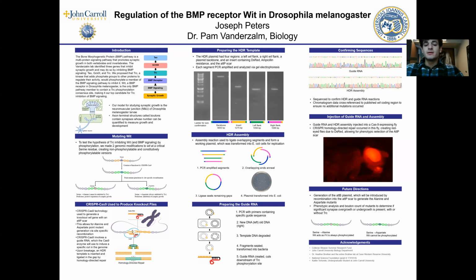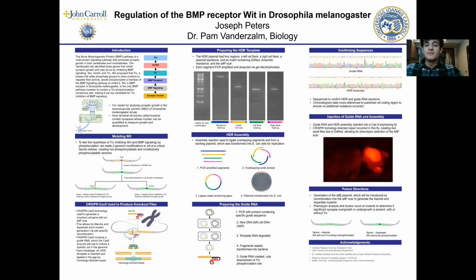To make the guide RNA, a site-directed mutagenesis reaction was used. This generated a tiny substitution in a previously synthesized plasmid that was homologous to the anticipated cut site in the WIT region, essentially allowing the Cas9 enzyme to cut at a specific site.